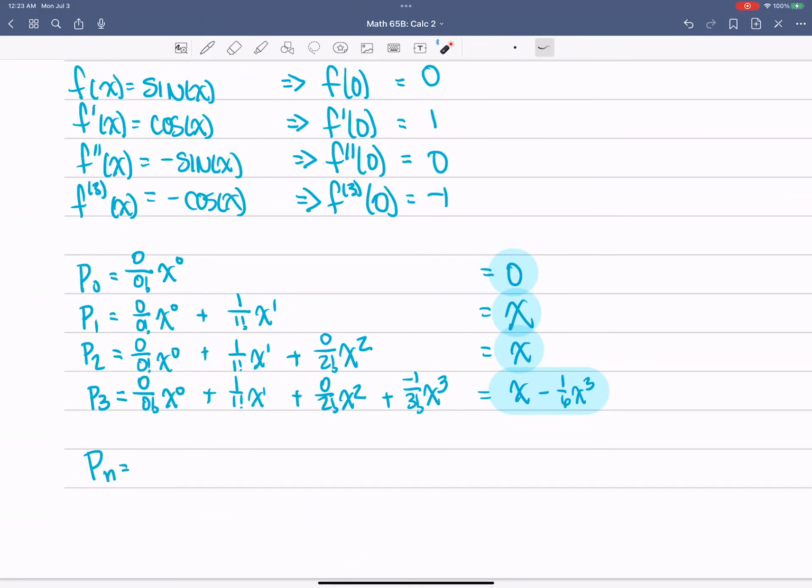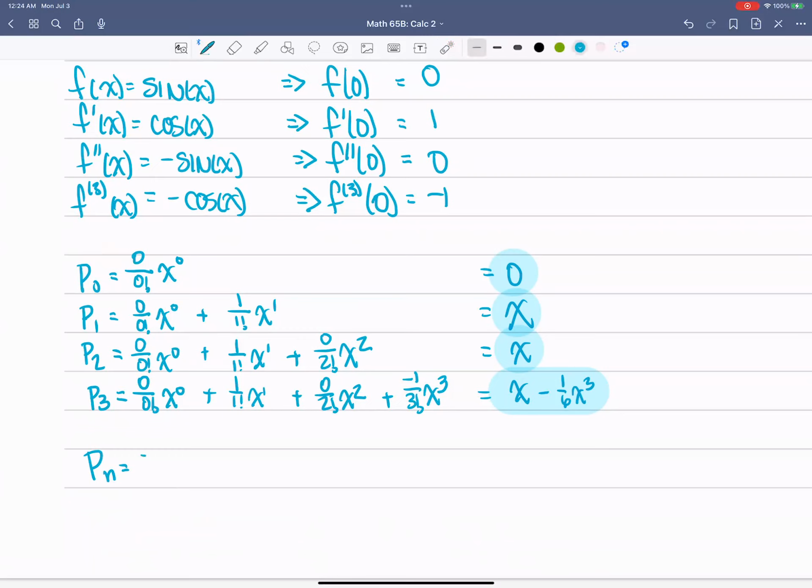It looks like, if we look at the next derivative, the fourth derivative is going to be a negative, or actually back to positive sine x, but here it's going to end up being 0. So we're alternating. We have it, we don't have it, we have it, we don't have it, we have it.